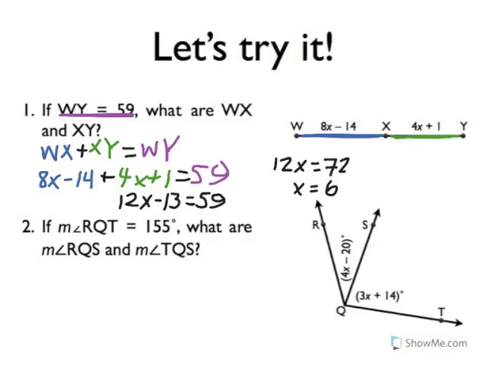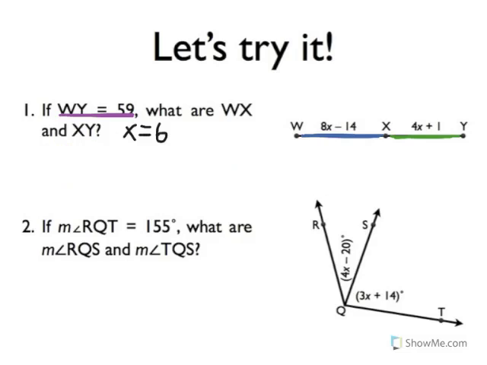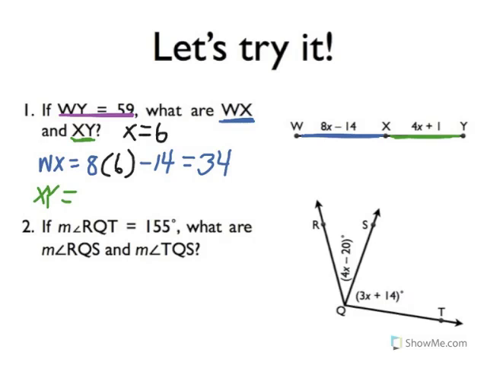That's not too bad, but we're not done yet. We found that x is equal to 6, but we're asked to find the distance from W to X and the distance from X to Y. So let's find those really quick. The distance from W to X is going to equal 8 times the 6 that we just found, minus 14, which is going to equal 34. And the distance from X to Y, also known as just simply XY, is going to be 4 times our x that we found, plus 1. And that is going to equal 25. So the distance from X to Y is 25.